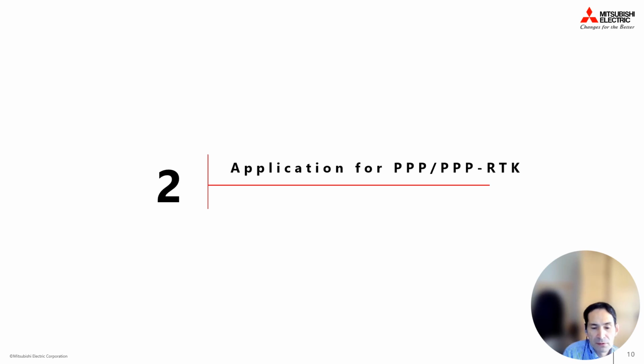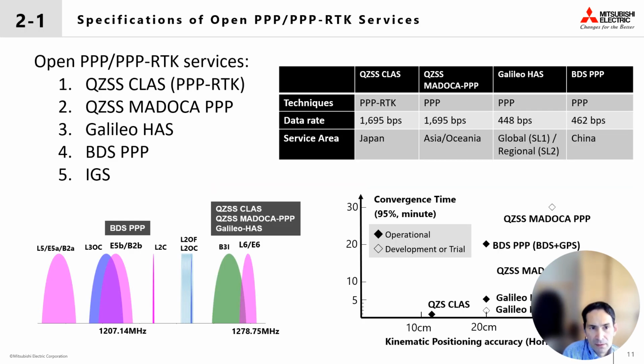In the next section, I will show you some examples. In this presentation, I've analyzed five open PPP and PPP-RTK services such as QZSS-CLAS, MADOCA PPP, Galileo HAS, and BDS PPP, and the IGS product is also analyzed for reference. QZSS CLAS is a PPP-RTK service for Japan. The other satellite-based services provide PPP services. MADOCA PPP provides PPP service for the Asia-Oceania region. Galileo HAS provides global PPP. BDS PPP provides PPP service for China and its neighbors. And the figure shows positioning accuracy and convergence time for each service.